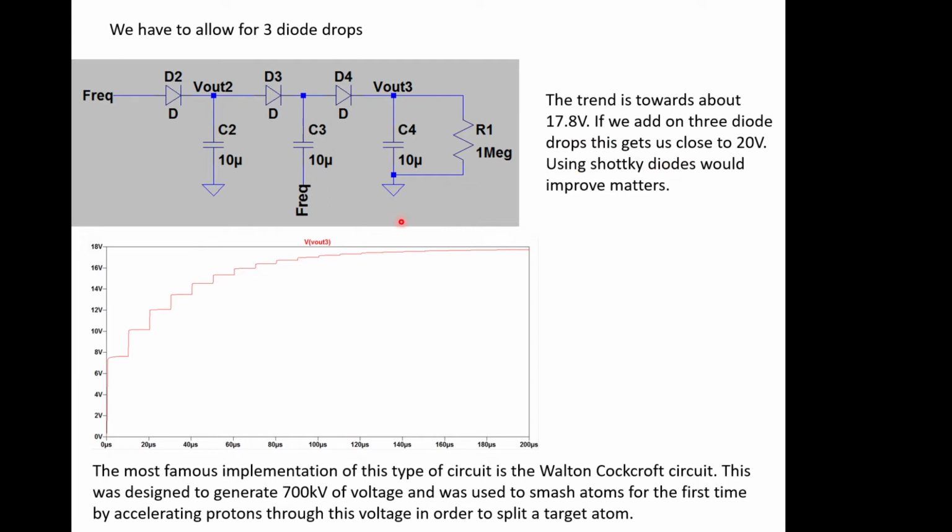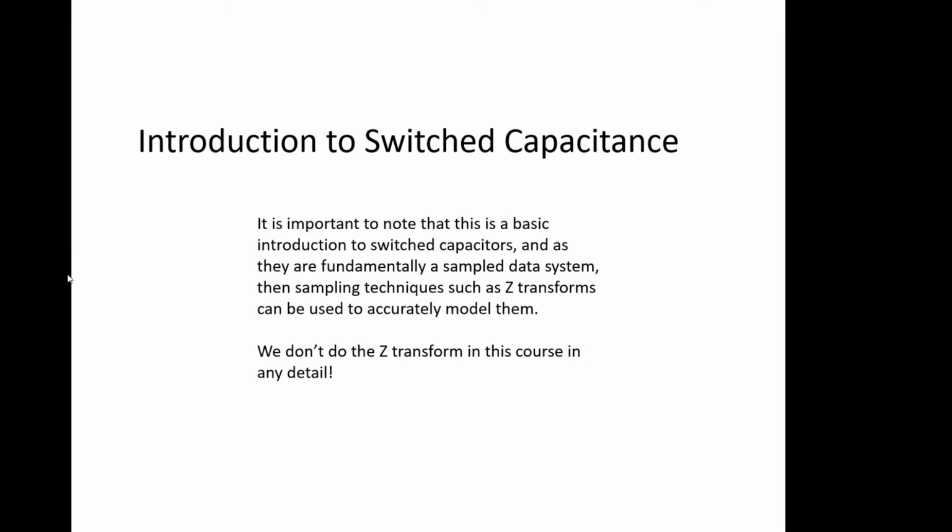This type of circuit was originally invented for generating really high voltages. You see 700 kilovolts was generated from such a system, and it was used to smash atoms for the first time, because if you accelerate protons through a very high voltage like that, they go very fast, and it gives them lots of energy. And when they actually happen to hit an atom, chances are they'll knock it into bits. And it was called the Walton-Cockcroft circuit, and as I say, went to 700 kilovolts or so, which is lots of volts. Don't want to get near that. Not much current though. That's the interesting thing.